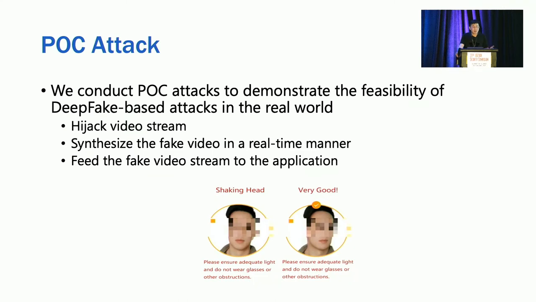We then select some applications that use these APIs to illustrate the real-world threat. We conduct a POC attack. We first hijack the video stream, and then we synthesize the fake videos in a real-time manner. Then we can feed the fake video stream into the target application. We find that we can bypass most of the applications.